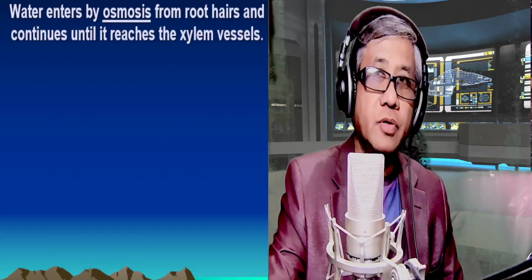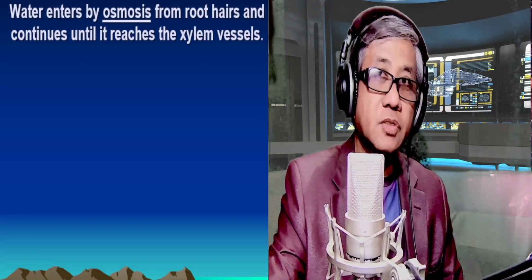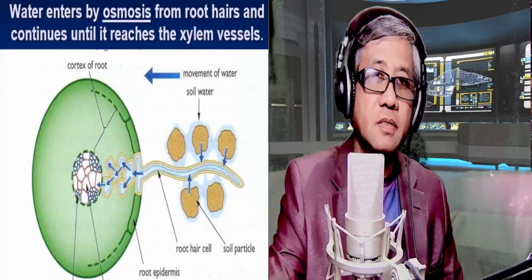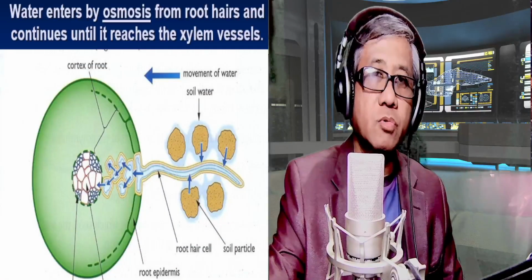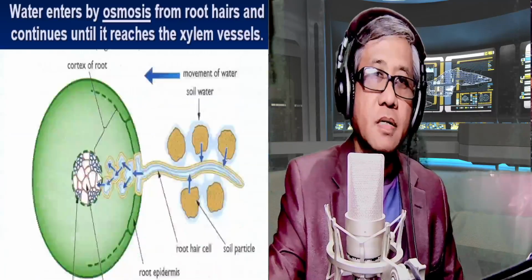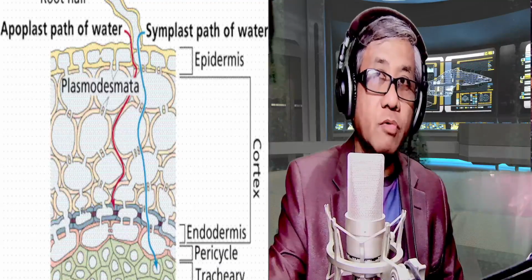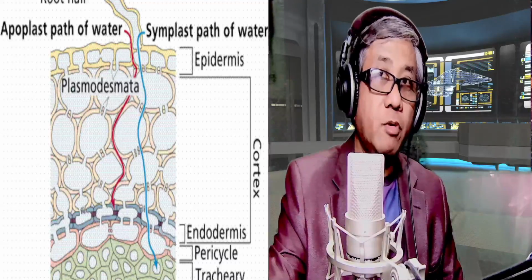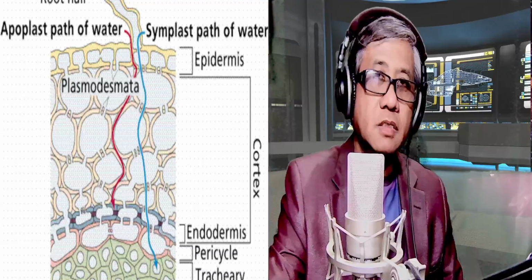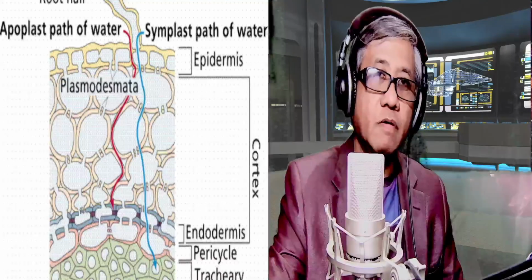Alright, so water enters the root hairs by means of osmosis, and this process will continue until it reaches the xylem vessels. So if you will take a look at this illustration, water enters the root hairs by osmosis, and this will continue until the water reaches the xylem vessels. And water is transported through the following pathways through the root tissues. So we have the apoplastic pathway of water and the symplastic pathway of water. Anyway, we will go into the details of the differences between the apoplastic pathway and the symplastic pathway of water.